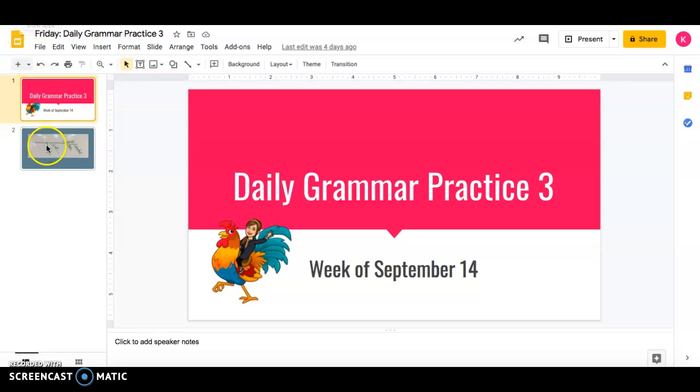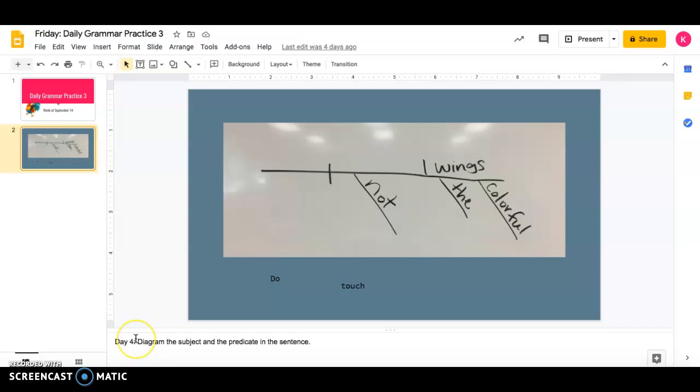So on our Friday, if we look in the speaker notes, we are just going to be diagramming the subject and the predicate in our sentence. And we're still working with that same sentence, don't touch the colorful wings. So we are just diagramming the subject and the predicate. We don't need to worry about all the different words.